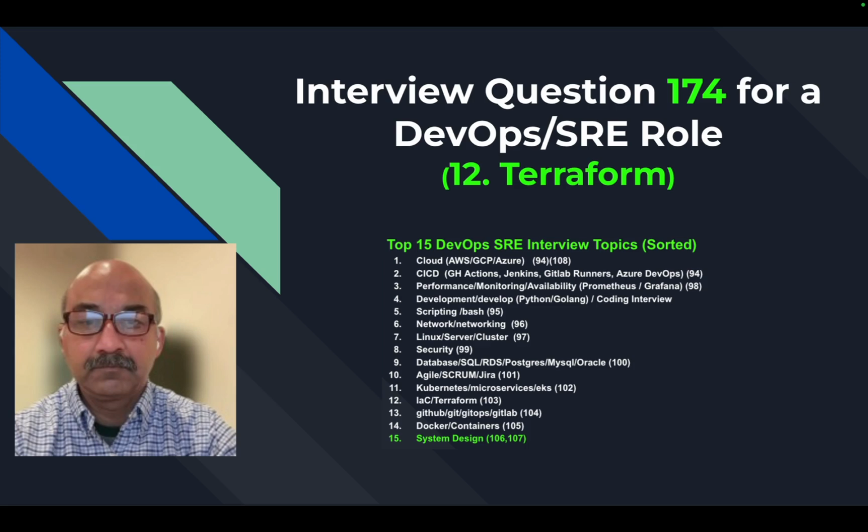I'm not sure why Terraform came in number 12. In my experience, it should be way, way higher, like number five or six, maybe even four. But that's not what the data showed to me. So that's just my intuition.